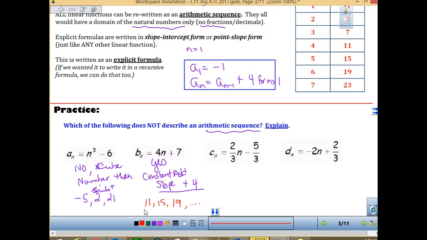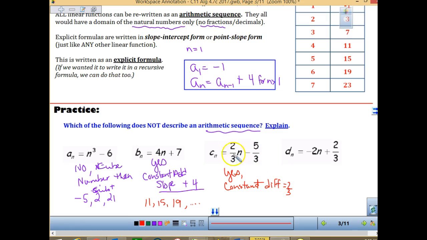c sub n equals 2/3 n minus 5/3. Yes, no? Yes. Why? n is to the first power. n is to the first. What is our constant difference? So is this one arithmetic? Yes. What is our constant difference? 2/3. Our constant difference, right, that we've been talking about, in this case is 2/3.